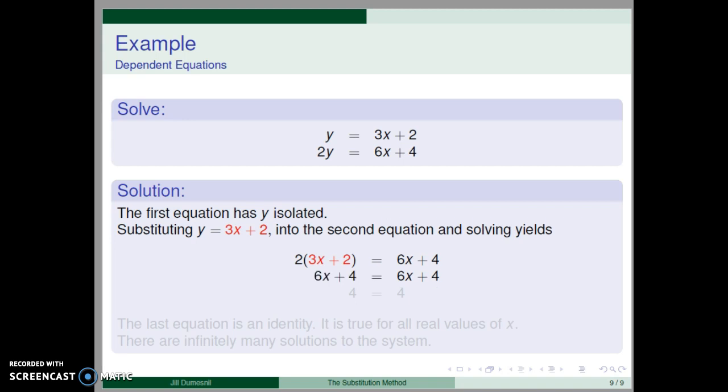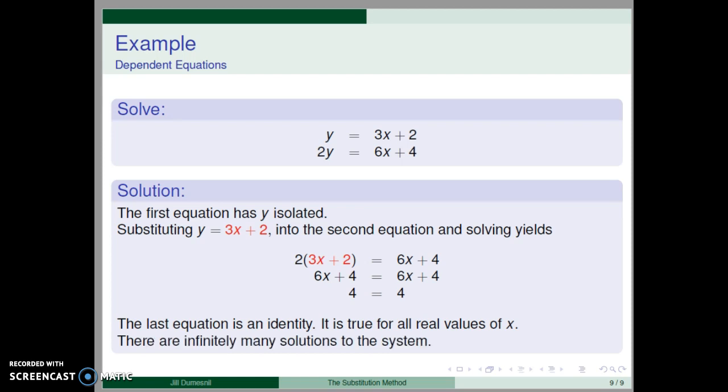Distributing the 2 on the left-hand side of the equation gives 6x + 4 = 6x + 4, which we probably notice is an identity. If we continue solving and subtract 6x from both sides, we get 4 = 4. Either way, we have an identity. An identity is a true statement for all real values of x. Therefore, every real value of x produces a solution (x, y), and there are infinitely many solutions to the original system.